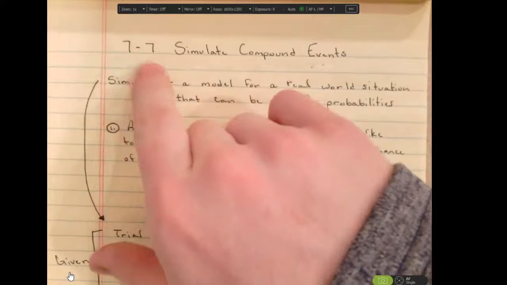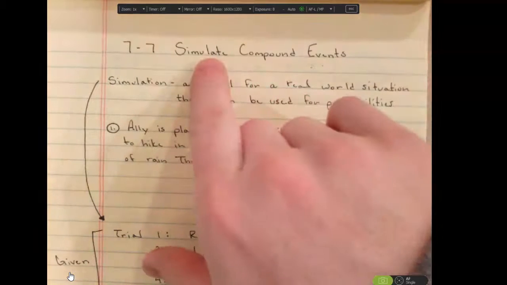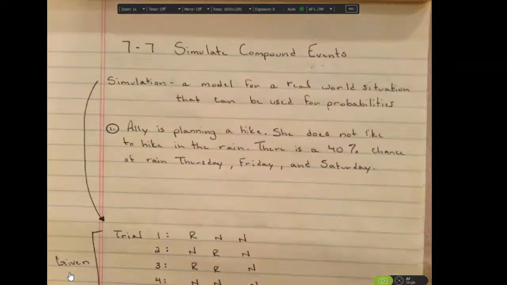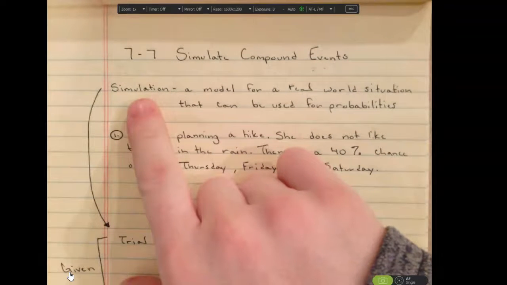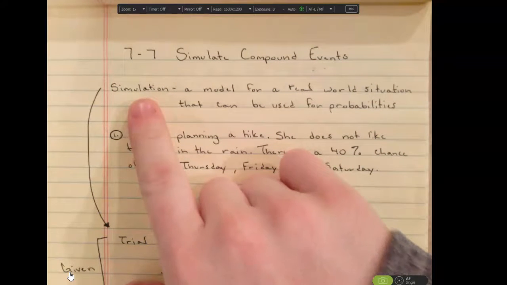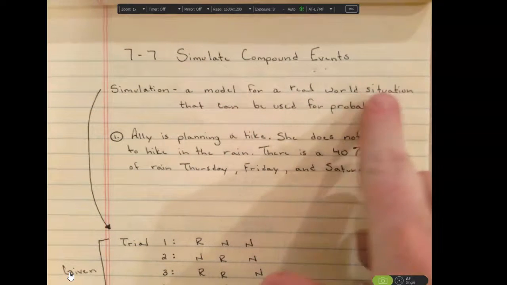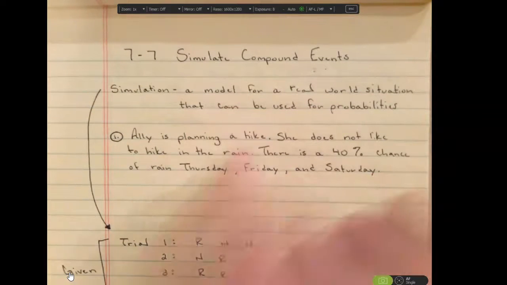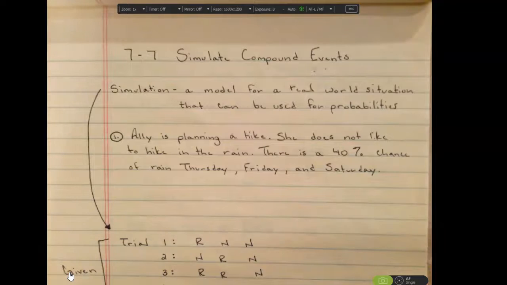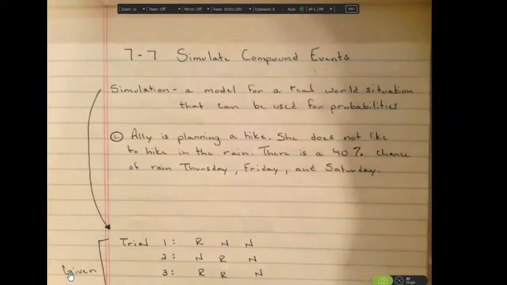So chapter 7, lesson 7, simulate compound events, okay? And remember, compound events, two or more things happening. Whenever we do this lesson, there is a vocab word I want you to know, and that is simulation. A simulation is a model for a real-world situation that can be used for probabilities. I'm going to show you an example of a simulation here at the bottom of this problem. All right, let's get started with number 1.